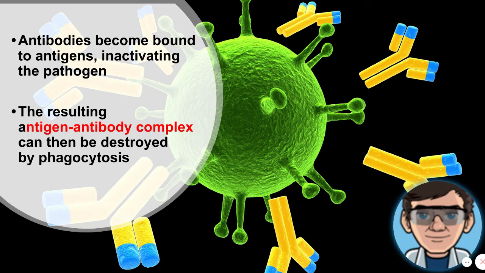So the B lymphocyte is triggered by a specific antigen. The B lymphocyte divides to give a clonal population of those specific B lymphocytes, and all of those B lymphocytes produce a specific antibody. Those antibodies attach to the antigens on the surface of the pathogen, forming an antigen-antibody complex, and then phagocytes come along and destroy those deactivated pathogens. That's the process of the specific immune response by B lymphocytes.